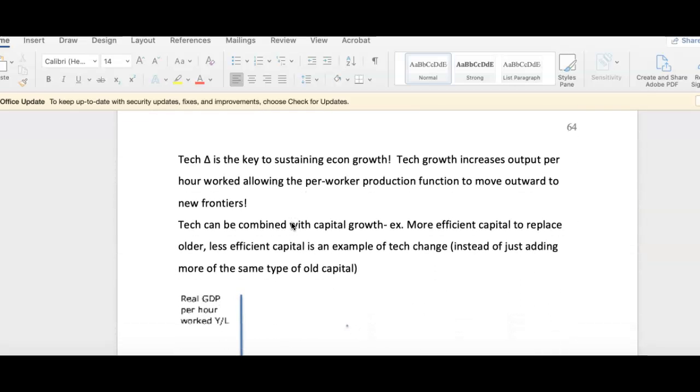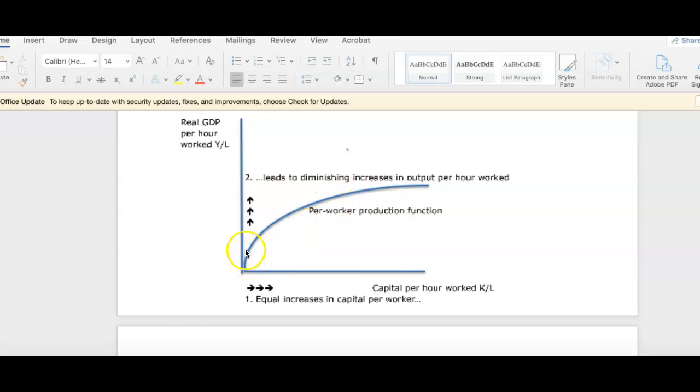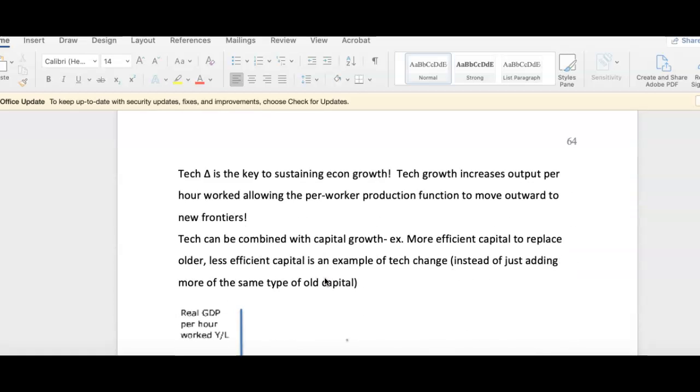So, what is the key to sustaining economic growth? Technology. Technological change is the key to sustaining economic growth. Technological growth increases output per hour worked, allowing the per worker production function to move outward to new frontiers. So when I say move outward, this is the function. It will move this way. It will move outward. So at every point, I will have more real GDP per hour worked.